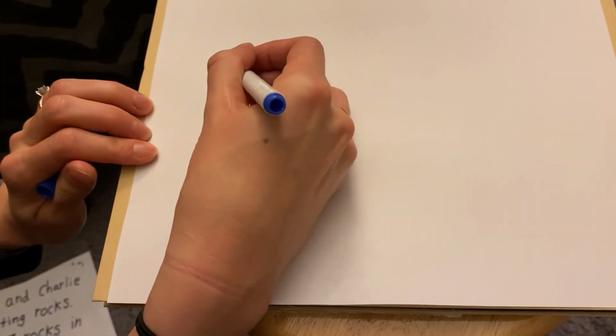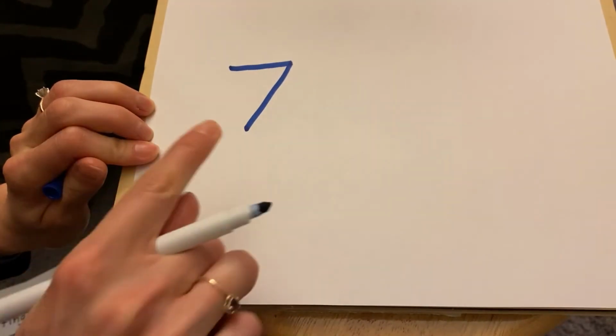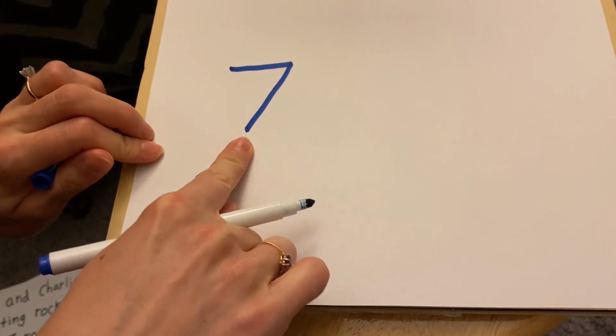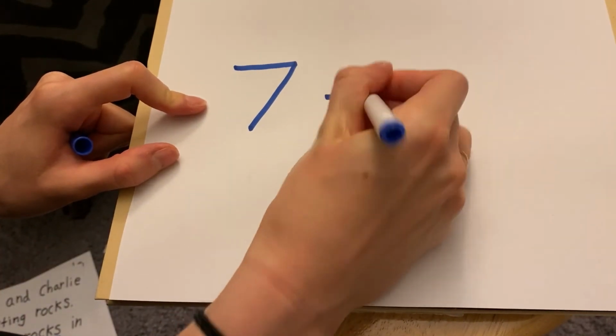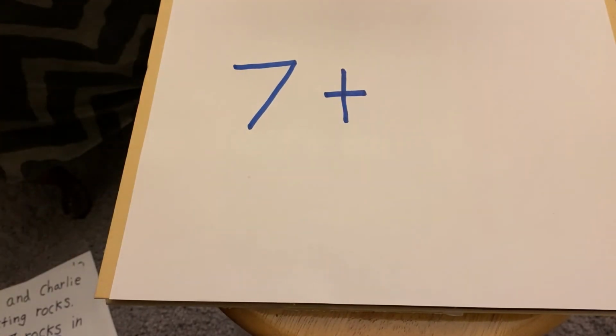We need to write our addition sentence using the numbers from the story. I remember that Alexander and Charlie had 7 rocks in their bucket. So I'm going to write a 7. So they had 7 rocks in their bucket. Plus the rocks that David put in their bucket. How many rocks did David put in the bucket?